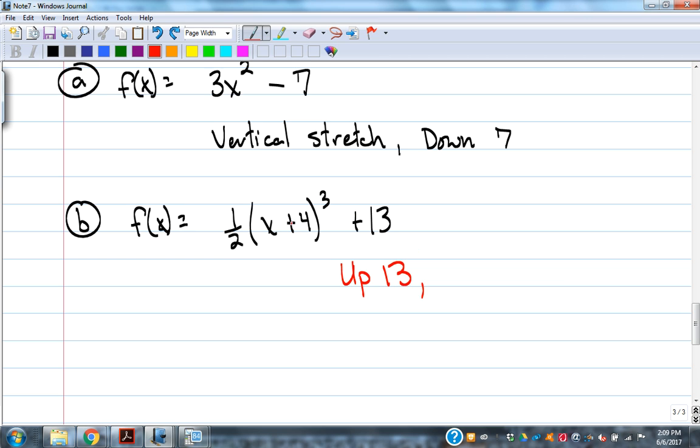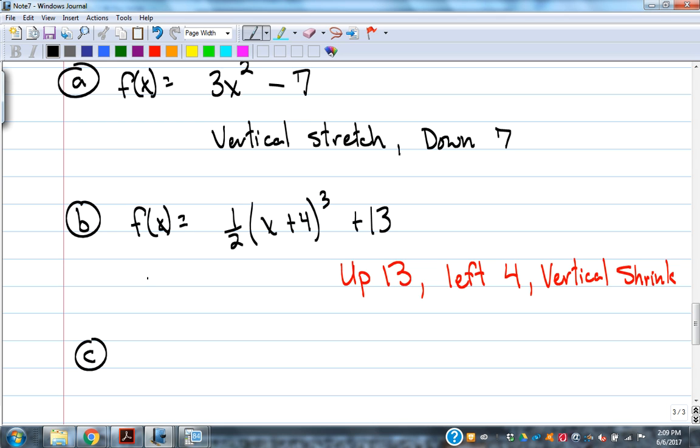So it's opposite on the inside. Remember, inside out shirt. Opposite on the inside. So that would be left 4. What does the 1/2 outside do? A small number on the outside. Since it's multiplying on the outside, it's a vertical shrink. Vertical shrink because it's a small number on the outside.